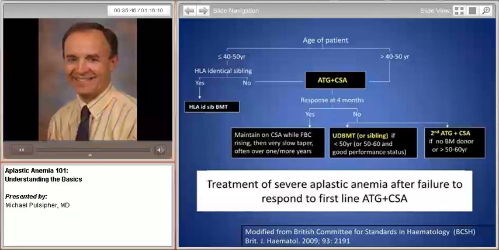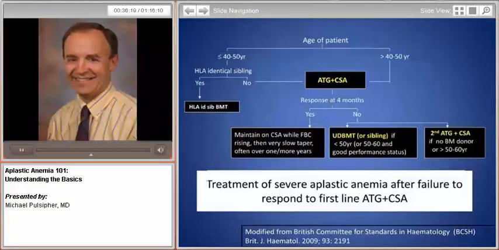So in general, we like to assess at 3 months, and if your patient is not responding, then you'll look for an unrelated donor. If you happen to find a completely matched unrelated donor, or you haven't had an initial transplant and haven't responded at 4 months, then it's time to move forward with your matched unrelated donor or your sibling transplant, and your outcomes can be very good with that. The other alternative would be a second course of ATG. The most published is giving rabbit after you've failed with your horse.